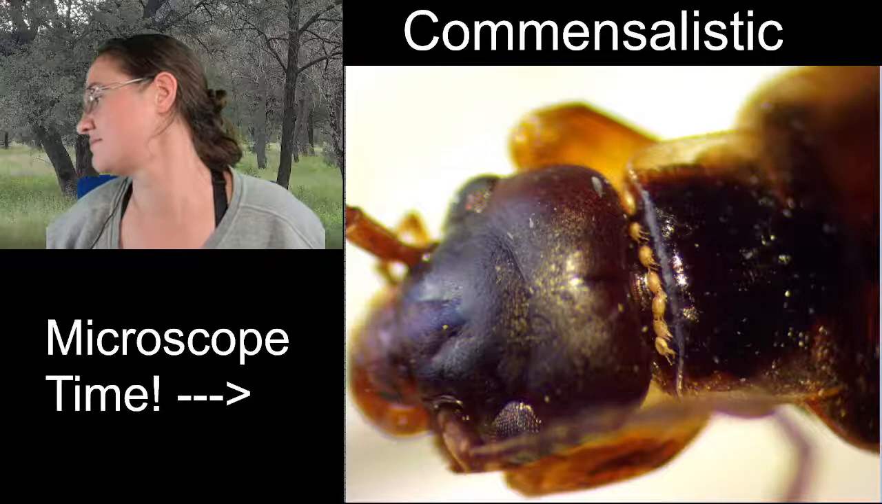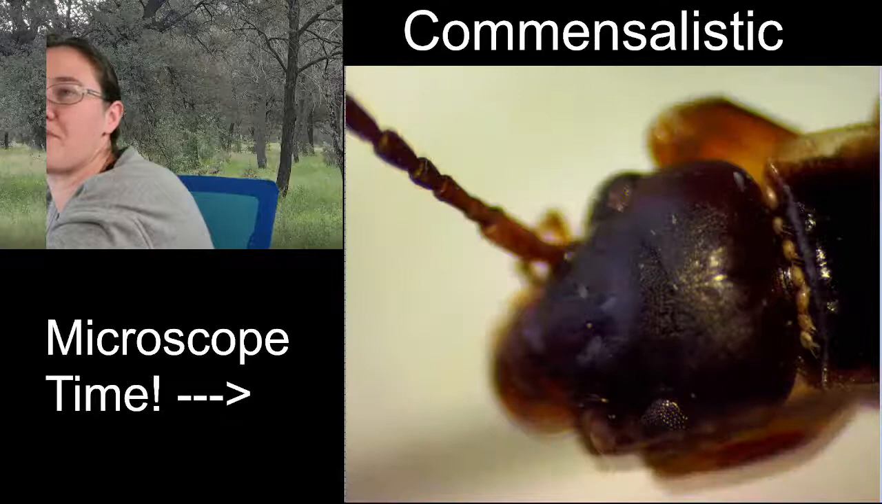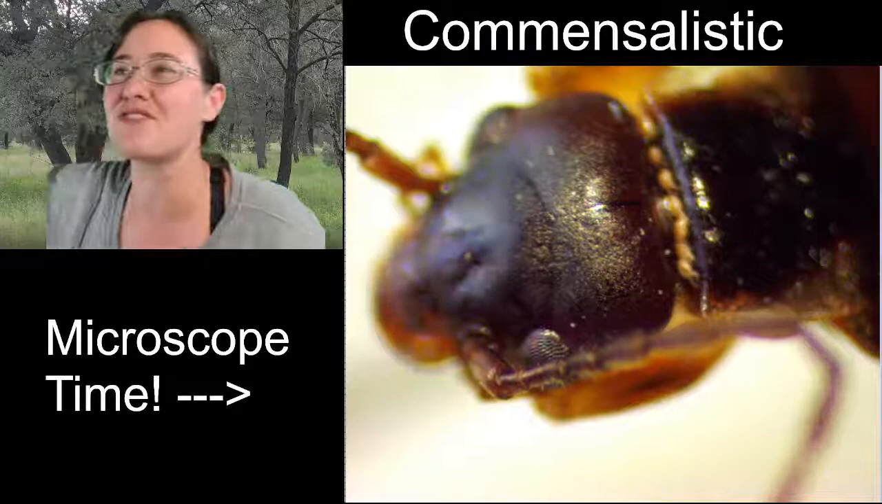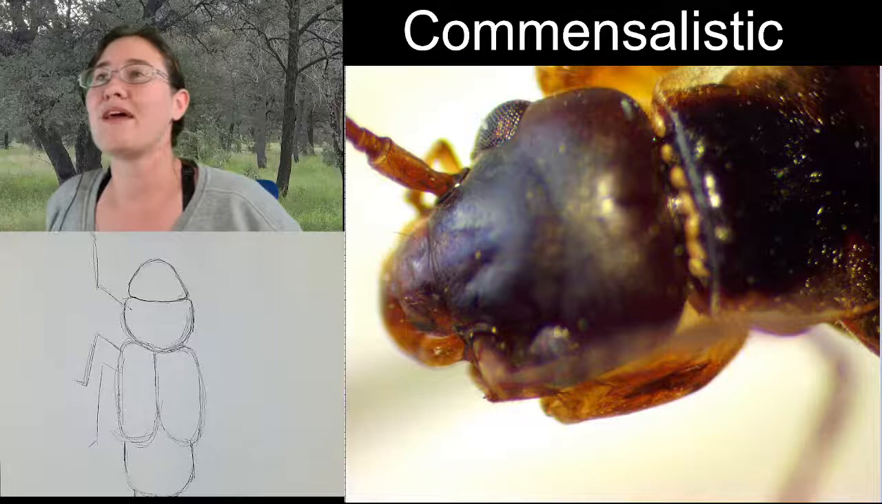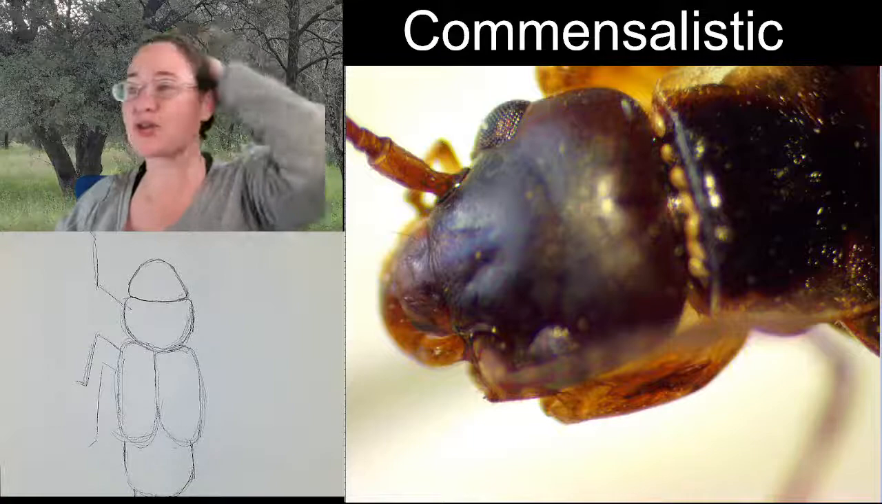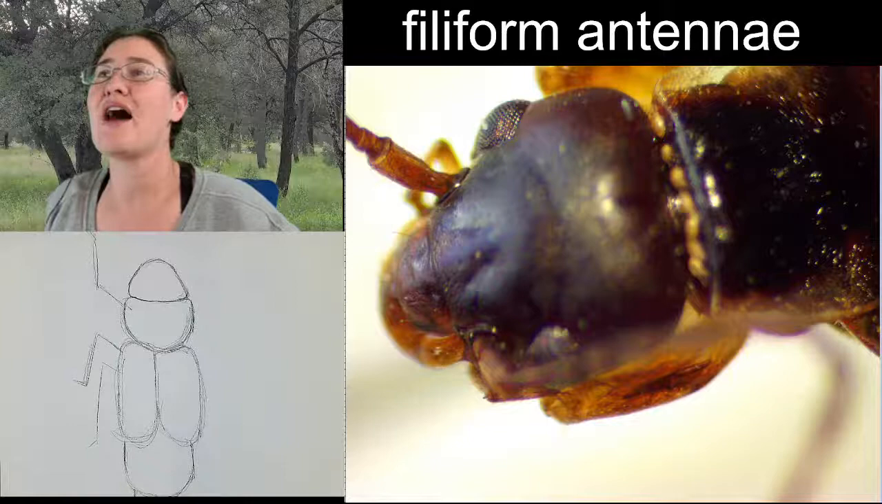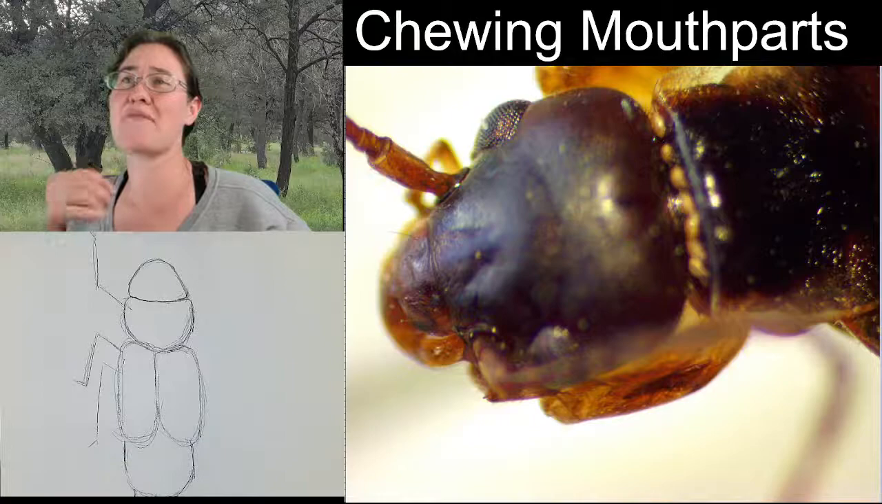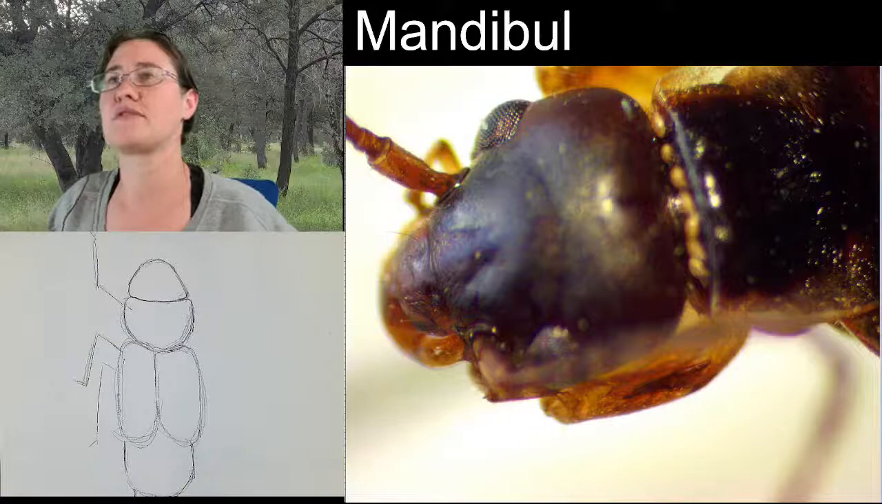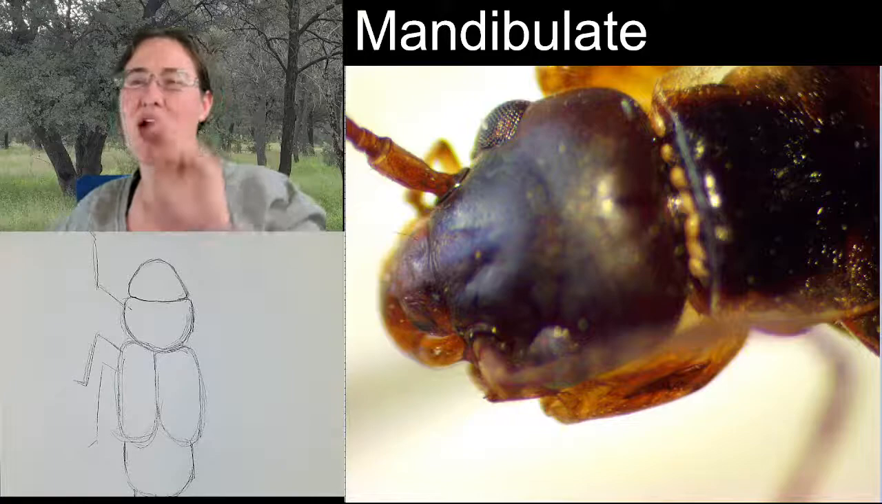Come back. I swear you can bump it just a little bit, and the specimen goes all the way off the screen. Here we go. Alright, so that's about where I have the ability to go ahead and sketch. So, yes, pretty much all orthopteroids have filiform or straight antenna. And I think all of them have chewing mouth parts, so you could call them mandibulate, just meaning that they have mandibles. They have the ability to chew and swallow their food.